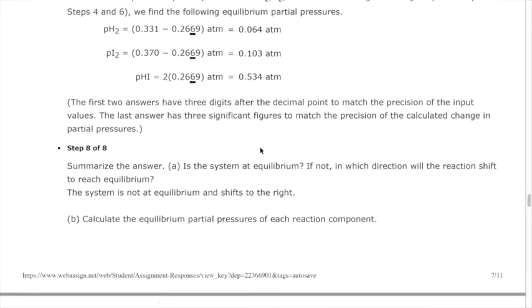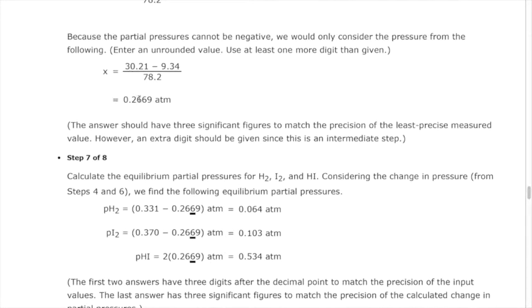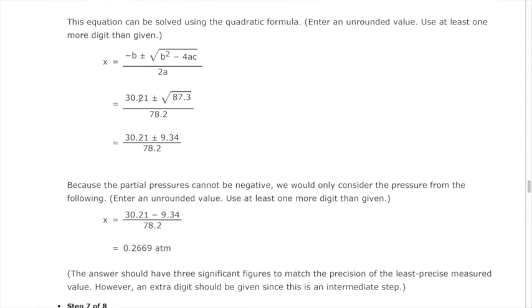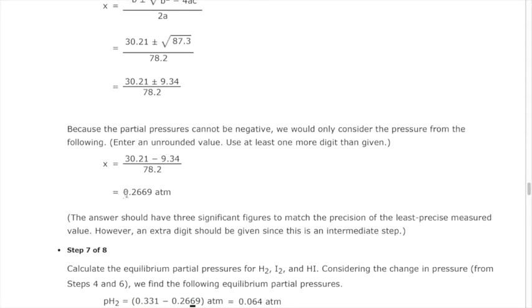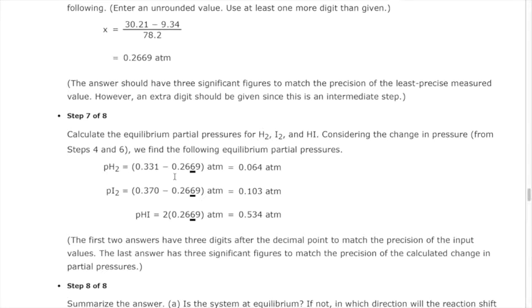So anyway, once we throw one of them out, we keep the appropriate value for x and we plug it back into our ICE table to get the partial pressures. We plug in for x. And what we get for x is 0.2669. And plugging that back into the values in the ICE table, we are able to obtain our equilibrium partial pressures.